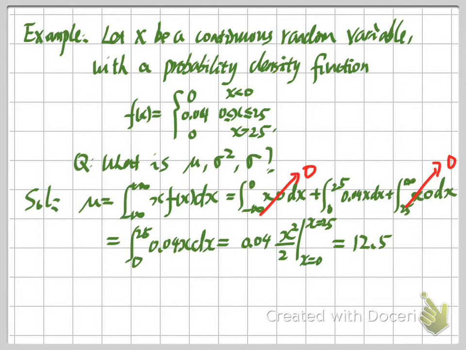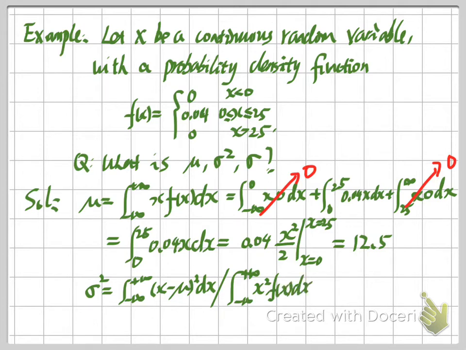And then we can also compute the variance. By the definition, the variance is equal to the integral of (x minus mu), where mu is the mean, squared, times f(x) dx. And we have another way to compute this: the integral of x squared f(x), minus the square of mu, which is the mean. So we have two ways to compute this. Here I will use the first one. Let me see, I will use the second one.